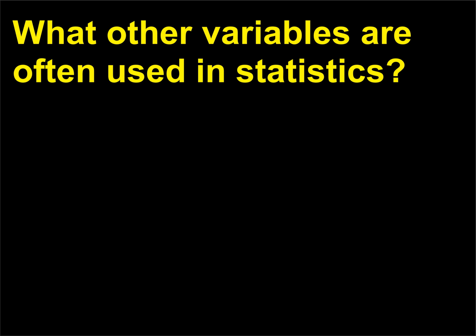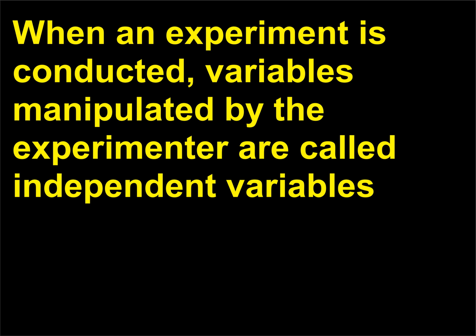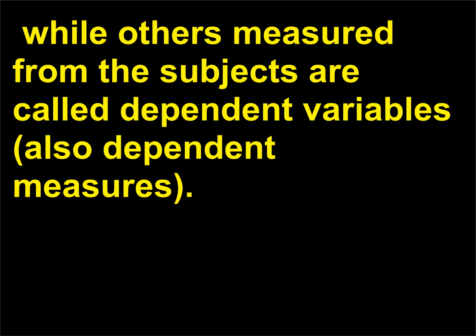What other variables are often used in statistics? When an experiment is conducted, variables manipulated by the experimenter are called independent variables, also independent factors. While others measured from the subjects are called dependent variables, also dependent measures.